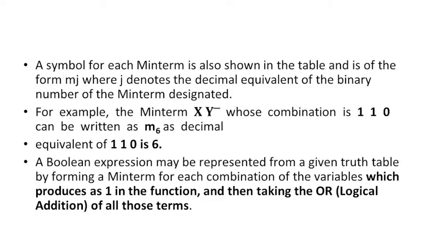For example, the minterm x y bar, whose combination is 1 0, and x y z bar, whose combination is 110, can be written as 6 as the decimal. So the decimal equivalent of 110 is 6. So a Boolean expression may be represented from the given truth table by forming a minterm for each combination of the variables which produces 1 in the function, and then taking the OR logical addition of these terms.